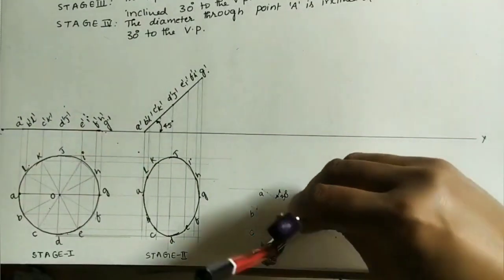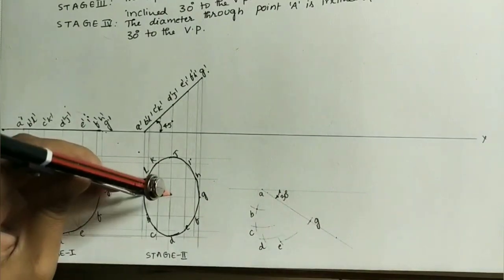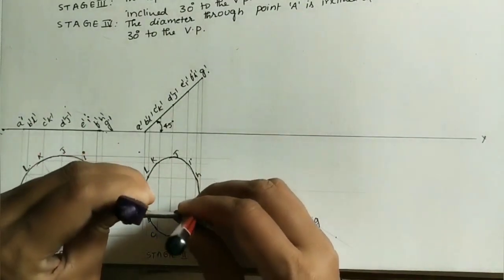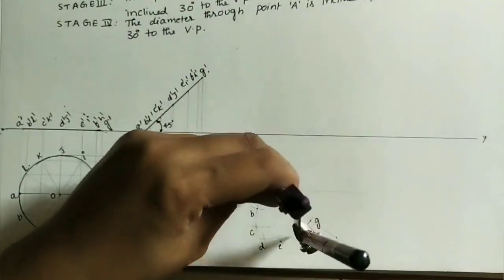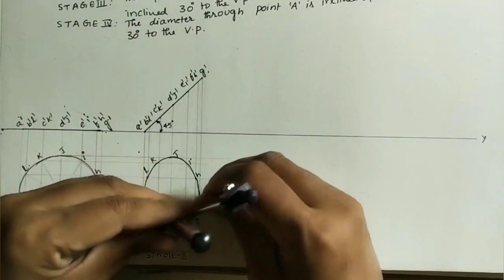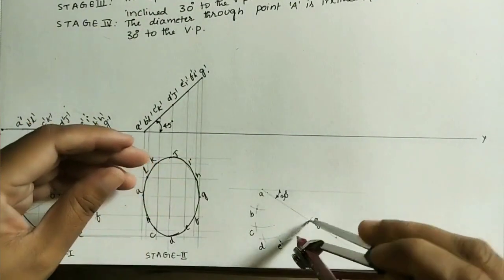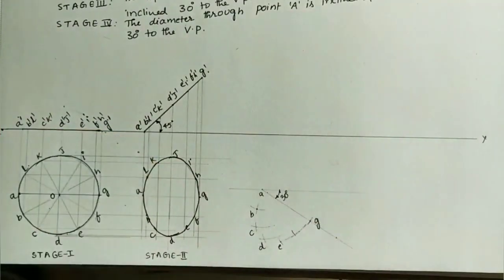So G as center, cut this arc. Now this intersection point is E point. Next F point. Take AF length. A as center, do an arc here. Now similarly GF length. G as center, cut this arc. The intersection point is F.